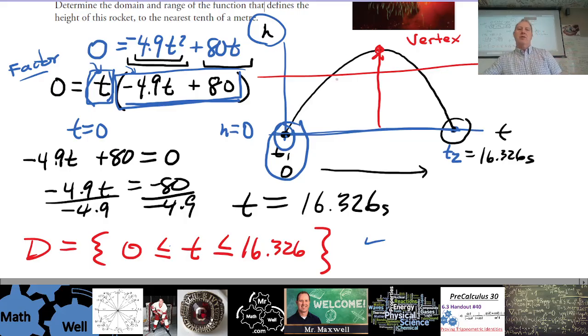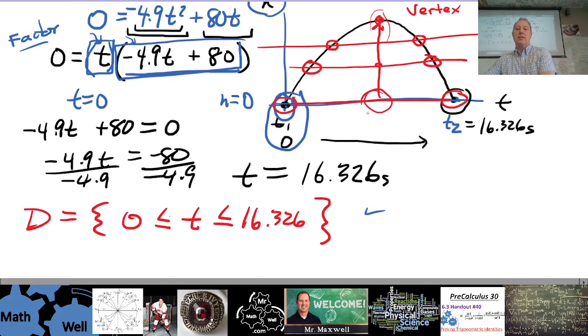When you have a horizontal line, these intersection points right here, exactly in between those, will be the vertex. Always. It doesn't matter which horizontal line you draw, the value that's right in between them will be the vertex, and that includes your x-intercepts. So the vertex is exactly in between 0 and 16.326. That's where the time is. This is the vertex. Time of vertex is exactly halfway.